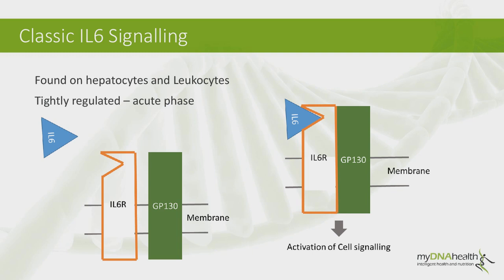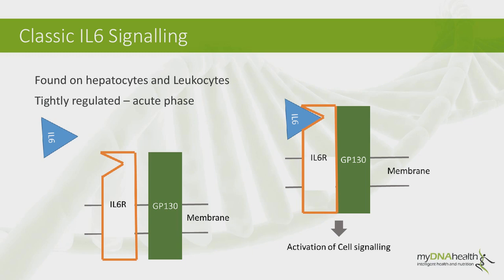So classic interleukin 6 signaling forms part of a tightly regulated acute immune response, and that's what we talked about under the conditions of wound healing, for instance, and functions through a membrane-bound form of its receptor, which is found only on the cell surface of hepatocytes, so liver cells, and immune cells such as leukocytes. We can see here IL-6 in the blue triangle binding to the membrane-bound IL-6 receptor, which has been lined here in orange, and causes what's known as homodimerization, which is a joining together of two proteins, with its co-receptor, which is known as GP130, and we can see that here in green.